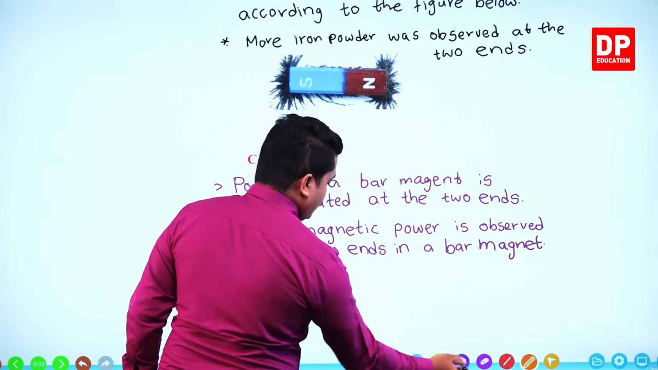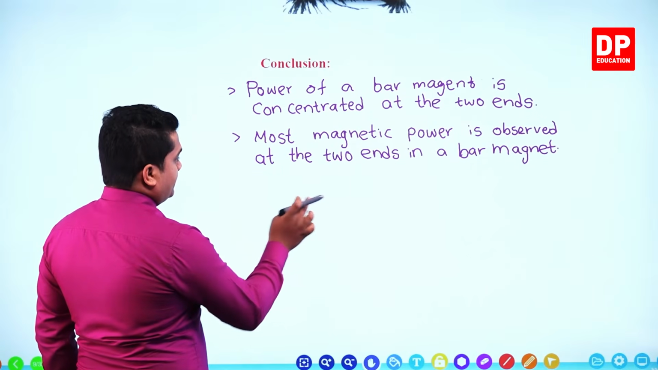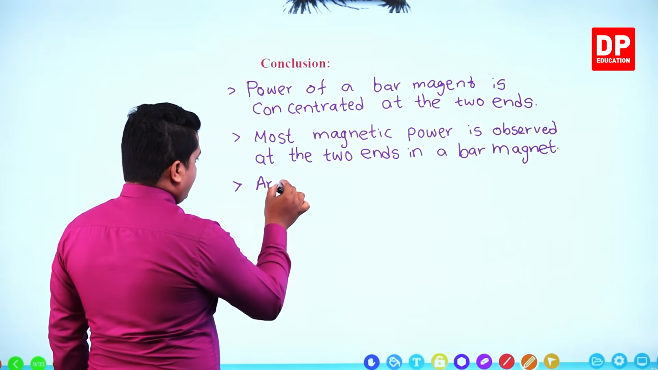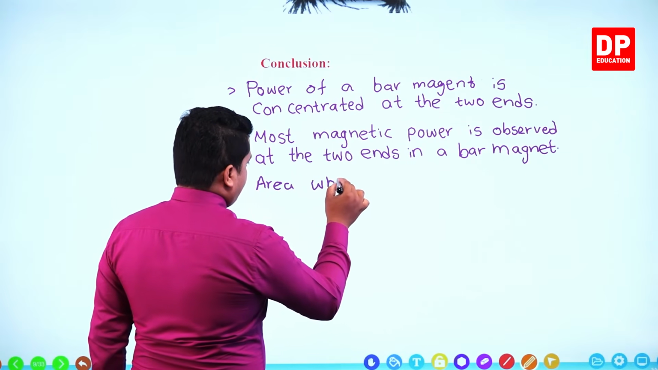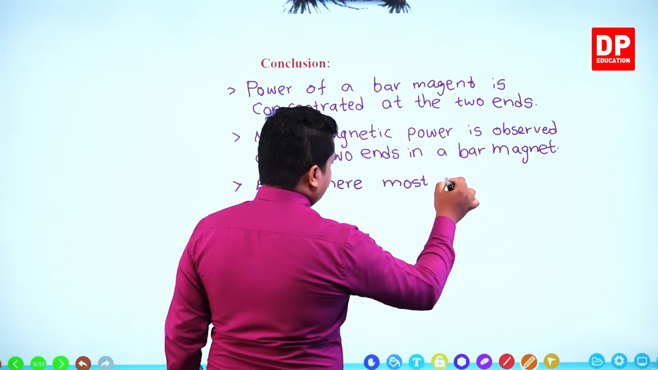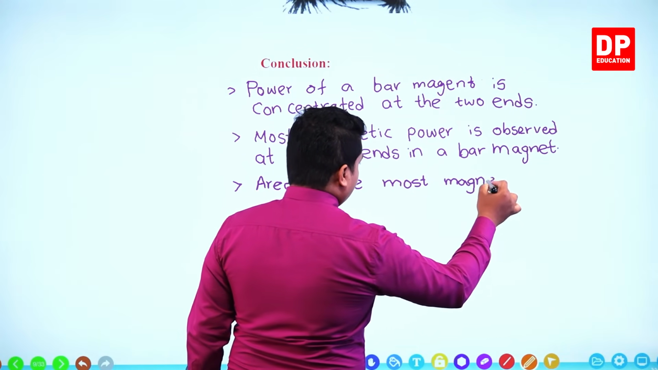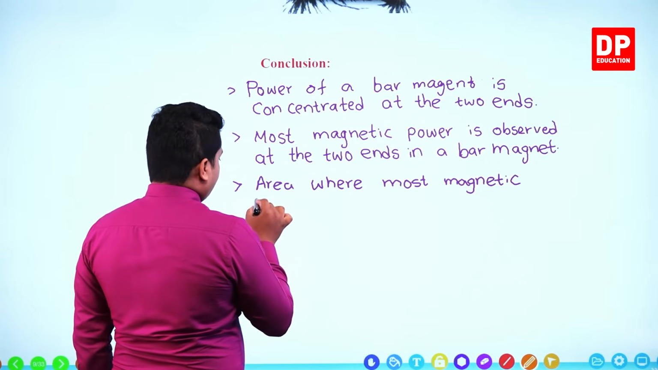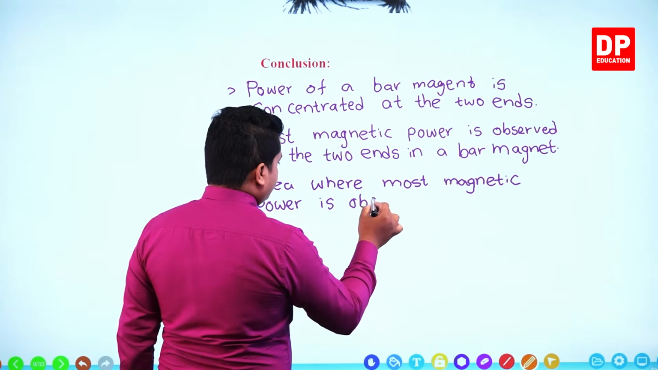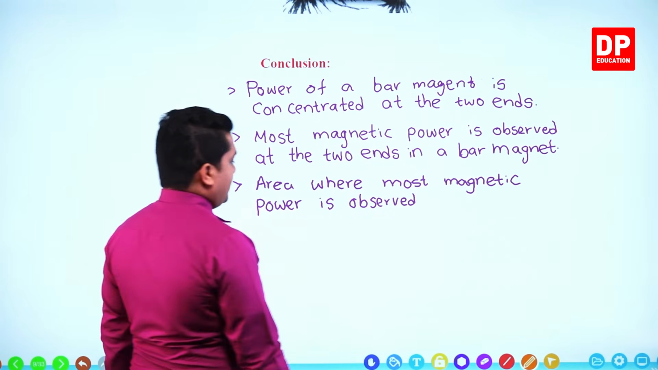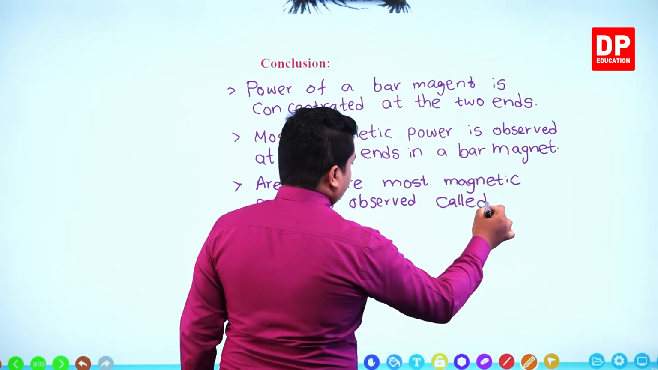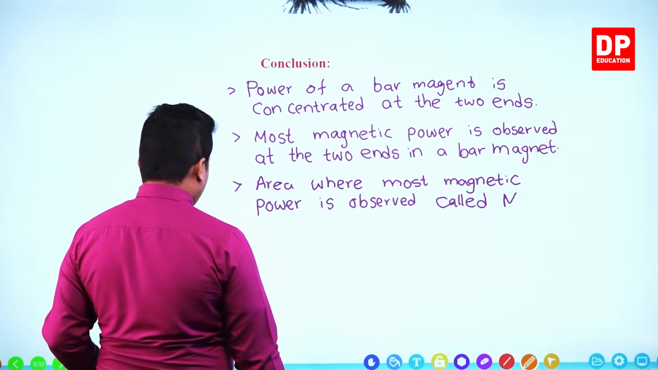So we can write the final point. The final point is: area where most magnetic power is observed, called magnetic poles. I'll write it down using a different color.